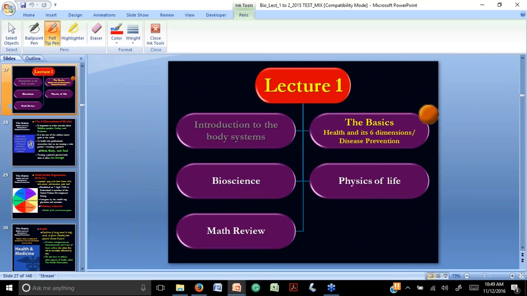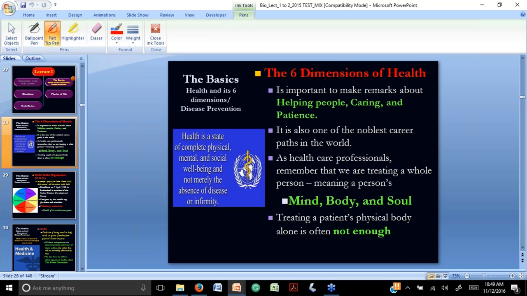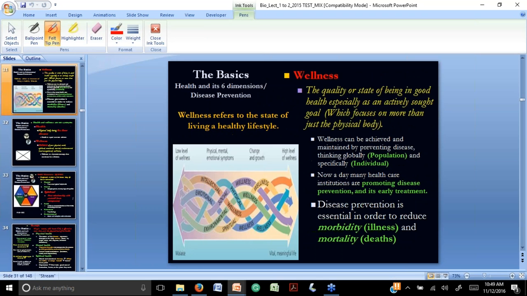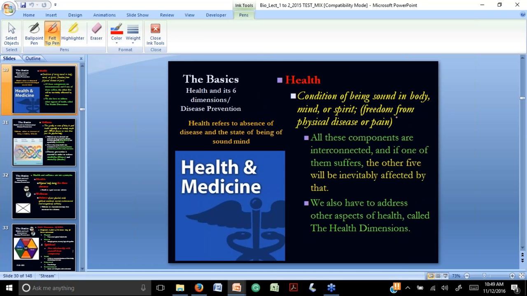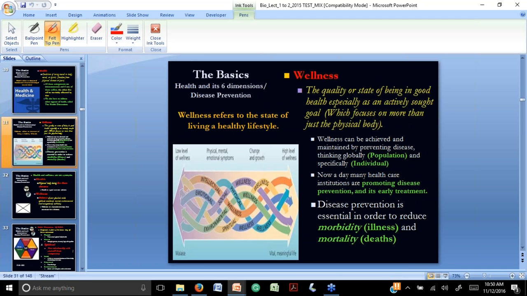First of all, we are going to talk about the six dimensions. So health, what is health? Health is lack of disease, and wellness is your habits. So how well you are. If you don't eat, for example, Kentucky Fried Chicken or any other fast food, or alcohol in excess, etc.